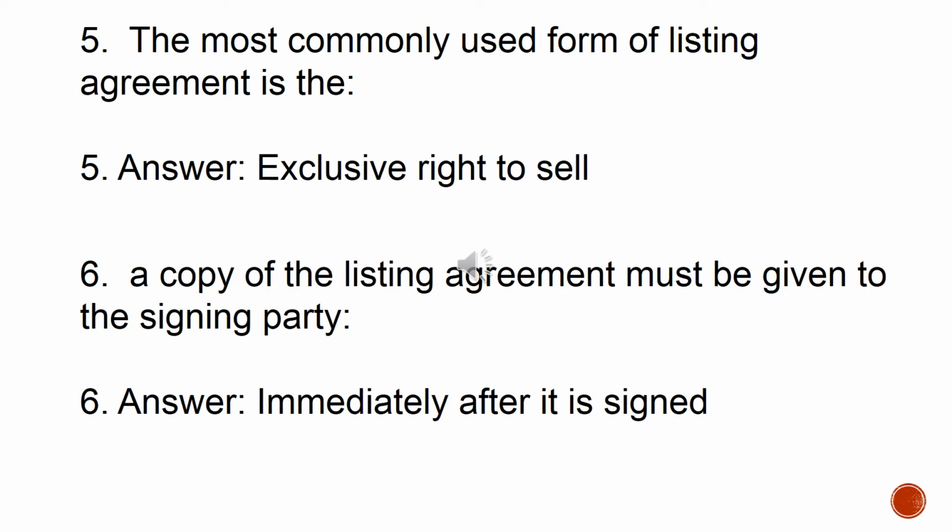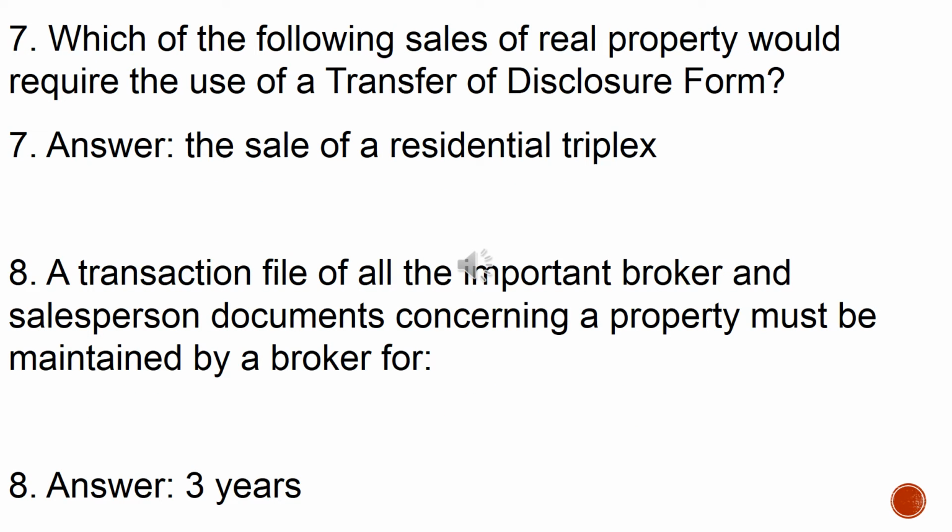Question number 5. The most commonly used form of a listing agreement is the? Answer: exclusive right to sell. Question number 6. A copy of the listing agreement must be given to the signing party. Answer: immediately after it is signed. Question number 7. Which of the following sales of real property would require the use of a transfer of disclosure form? Answer: the sale of a residential triplex.